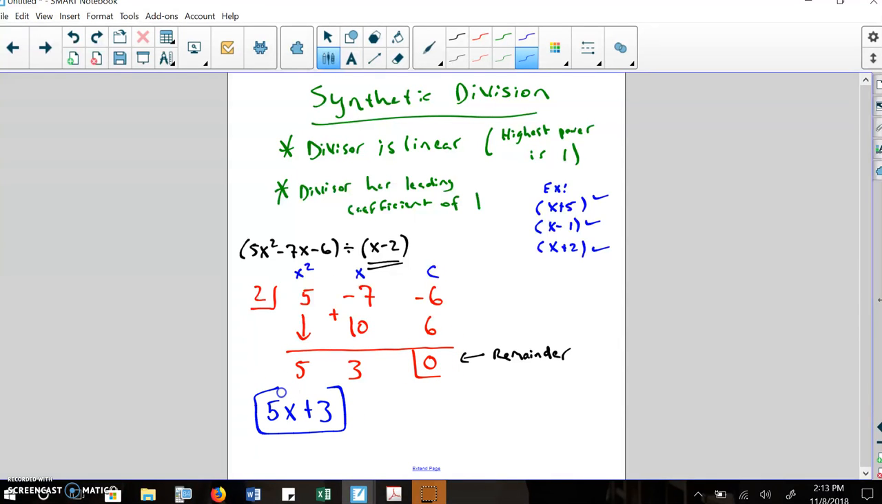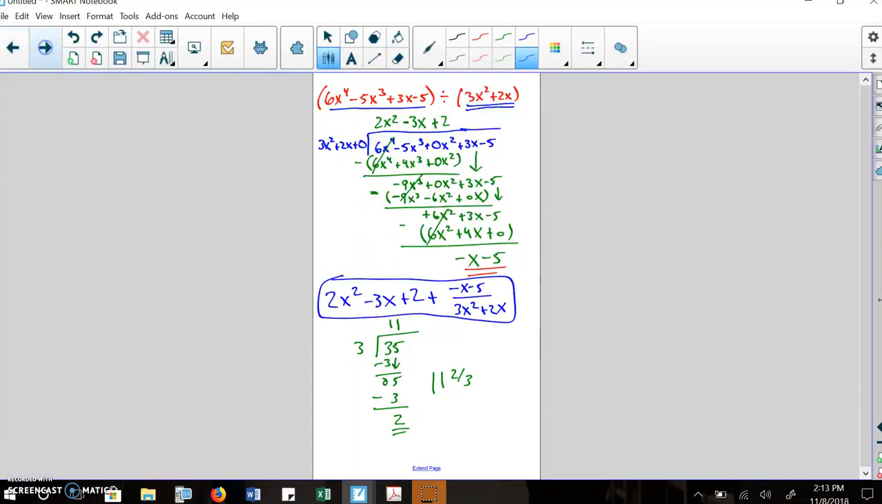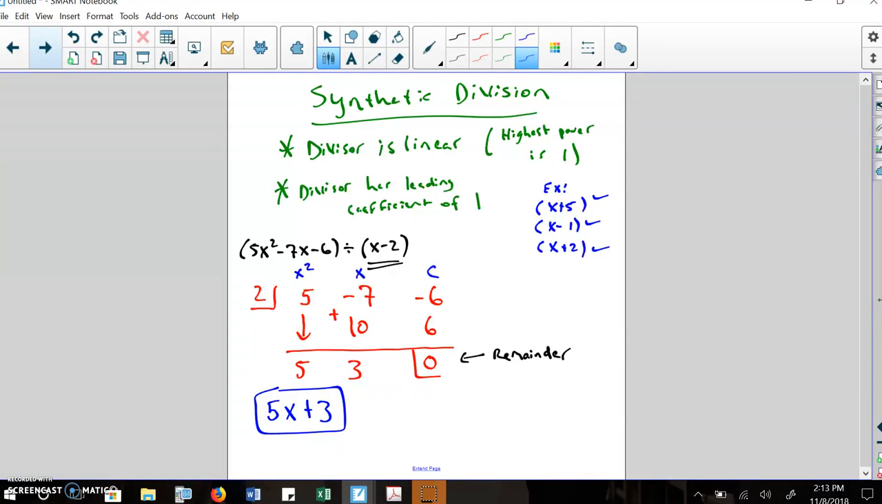So my answer is 5x plus 3, just like I got 5x plus 3 when I did it with long division at the beginning. Okay, so we could once again make a statement that both x minus 2 and 5x plus 3 are factors of this dividend, because when we divided by x minus 2, we got a remainder of 0.